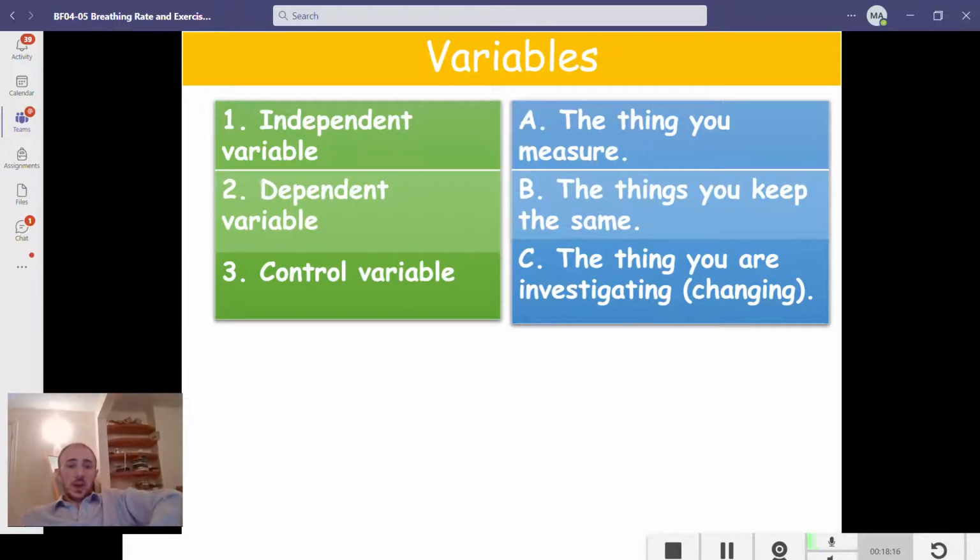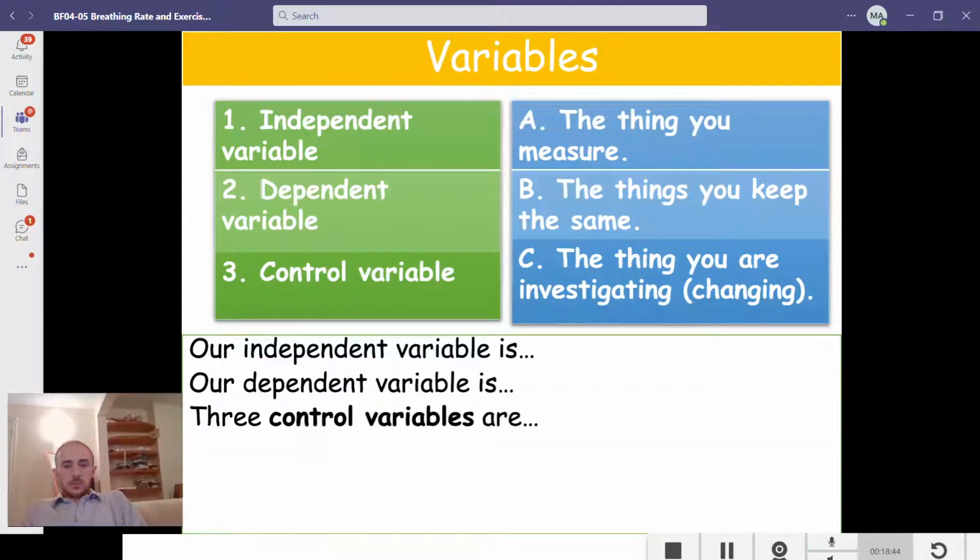2, the dependent variable. That's the thing you measure. So in this case, that will be your breathing rate. 2A. And then 3, the control variables, are things you have to keep the same. There's loads of stuff you have to keep the same. If you did one experiment with you, and then another experiment with Usain Bolt, or that's a really old example, isn't it? Cristiano Ronaldo, that's not a fair test, because obviously he'll be fitter than you, probably. Fine.